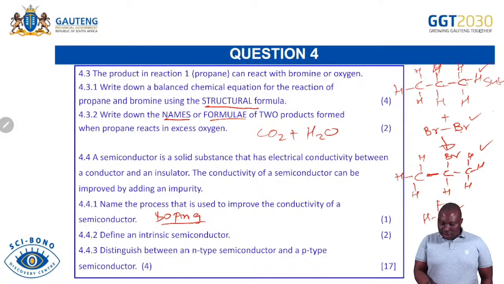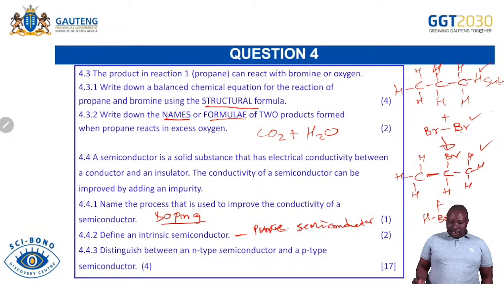Define an intrinsic semiconductor. I define it for you. I said this is a pure semiconductor. So these were 2 marks for you to collect. You have to 2 ways. Pure semiconductor, you are 2 marks richer to answer that question.